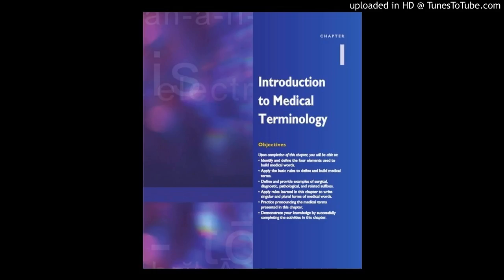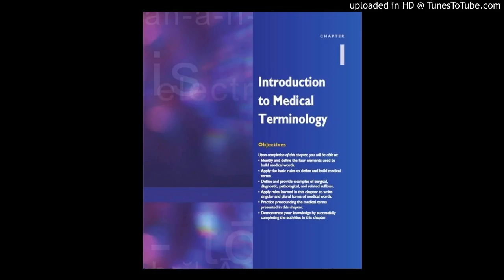Emia means blood condition. Anemia literally means without blood. It is a blood condition caused by iron deficiency or a decrease in red blood cells. Iasis means abnormal condition, produced by something specific. Cholelithiasis refers to the presence or formation of gallstones in the gallbladder or common bile duct. Itis means inflammation. Gastritis is an inflammation of the stomach.